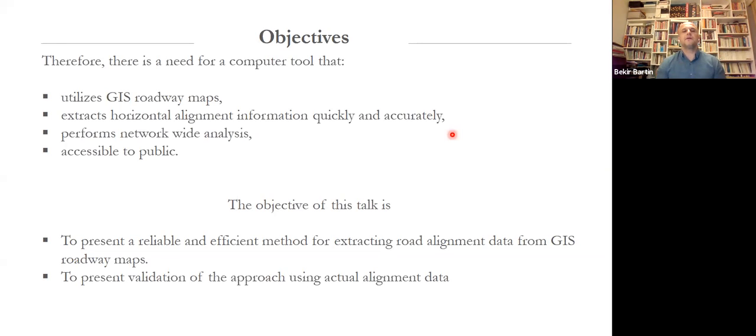So obviously there's a need for a computer tool that uses the GIS roadway maps and extracts the horizontal alignment data quickly and accurately. It should be able to do it network-wide, and it should be accessible to researchers and the public. Now, the objective of this talk is to present a reliable and efficient method that we developed for extracting roadway alignment data from GIS centerline maps, and to present the validation of this approach using a roadway from the United States.